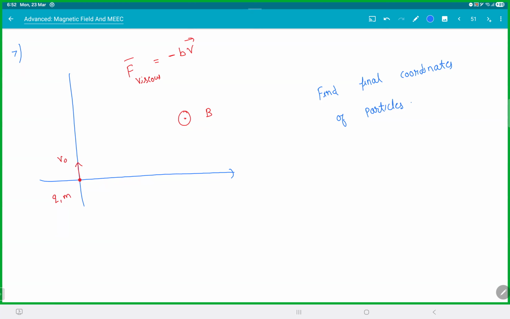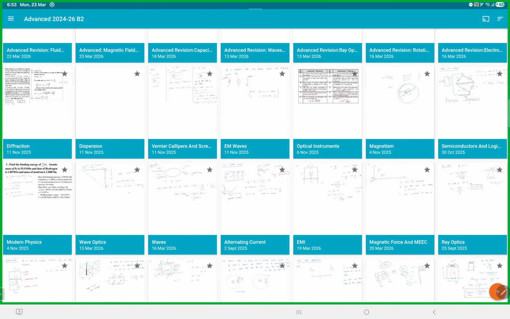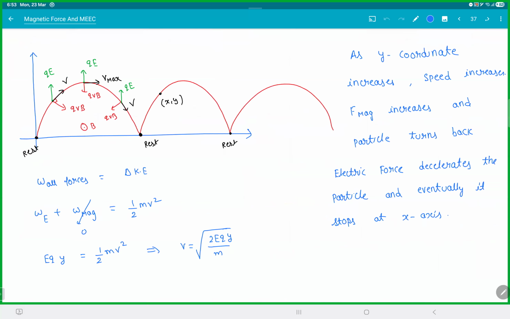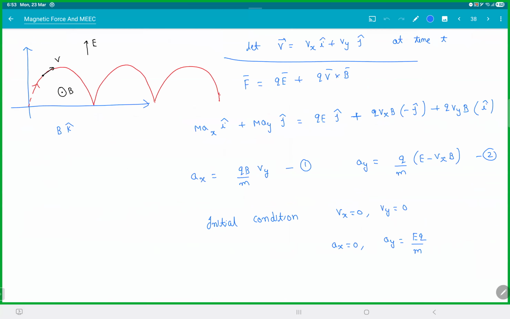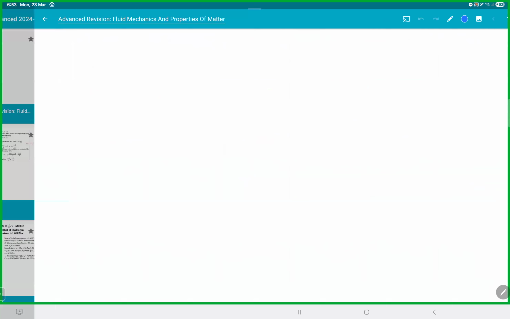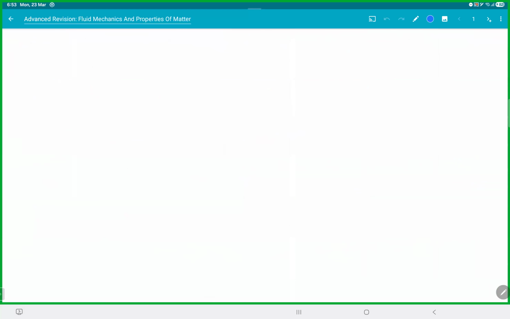Let's see. Now, one general thing: whenever you deal with viscosity, that minus b v bar, and they start asking you for coordinates or velocity as a function of time or anything like this, it is a common theme. If you remember, last class also I was telling you something about the magnetic force equation. Since we don't know how to start, we started like this. Let the velocity be Vx i cap plus Vy j cap. Because you don't know how the velocity is. You don't know what is happening. So you start with velocity at some point.